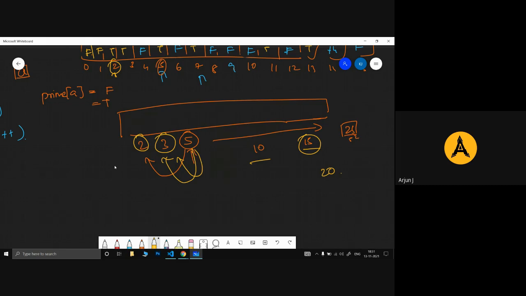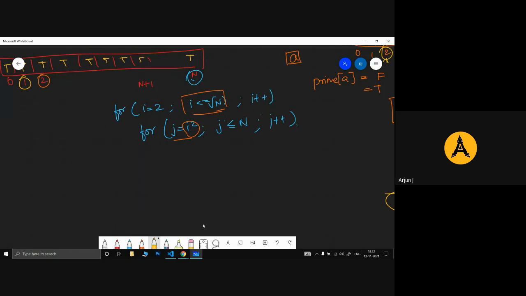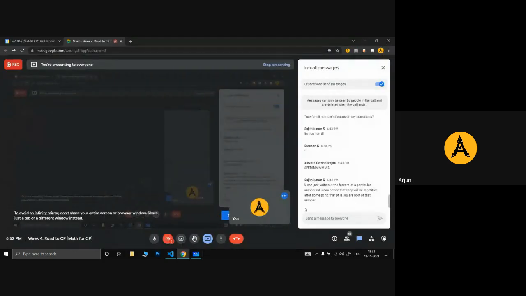I hope you get it. The next multiple would obviously be when 5 is multiplied by 5, or else 5 is multiplied by some greater number other than 5. We need not mark the numbers which are multiples of 5 and 2, or 5 and 3, because we have already marked 2 and 3. We are traversing the array from left to right, so these numbers have been already marked, and when we are at 5, we must be marking numbers from 5 square. That is enough. So I hope you are getting it, right? Are there any doubts based on this?